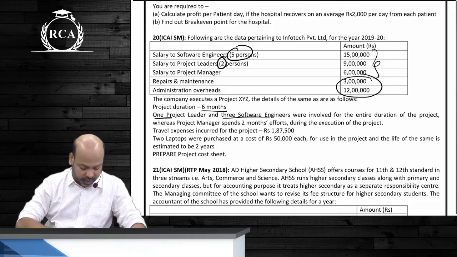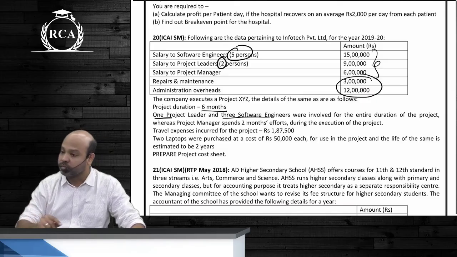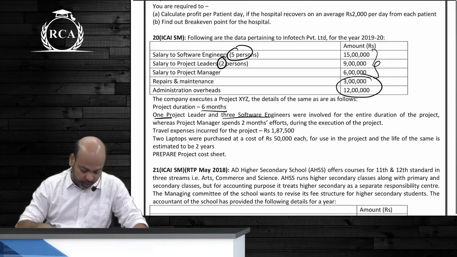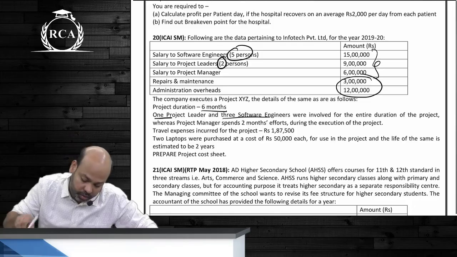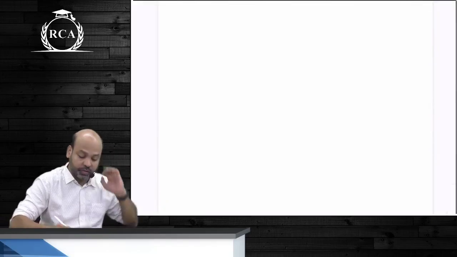As salary is a significant component, all common overheads will be absorbed on the basis of salaries.